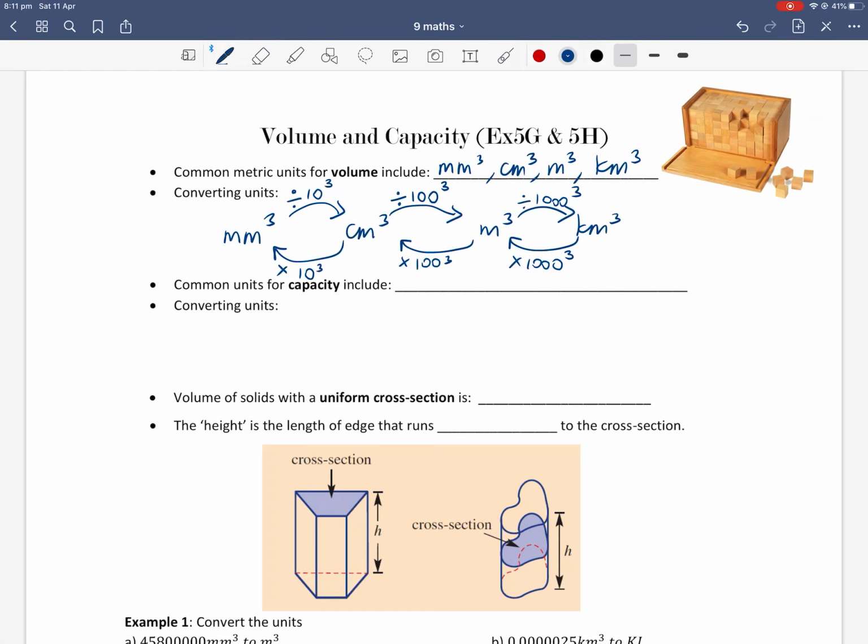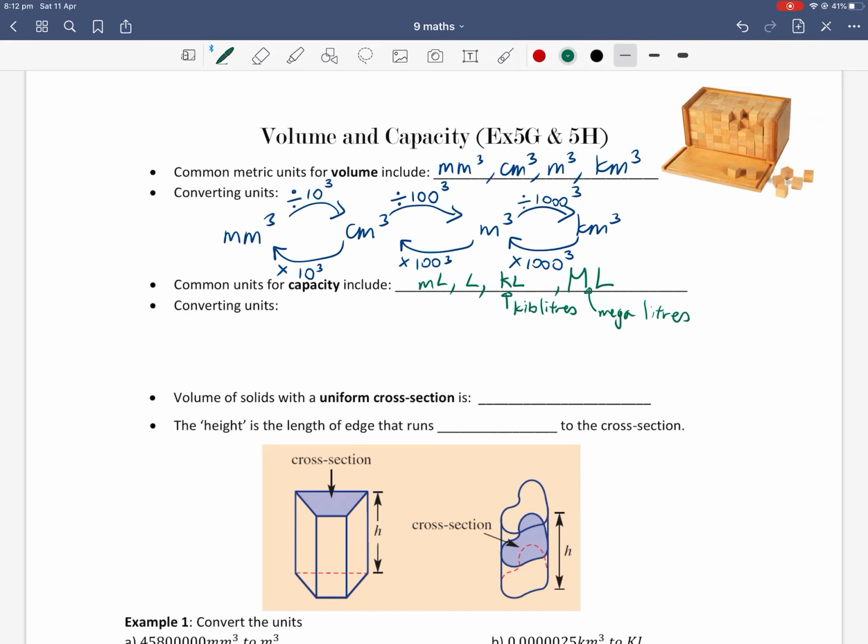So volume is the amount of space which an object can occupy. Well, what is the difference with capacity then? Capacity is the amount of liquid or gas a container can hold. We measure capacity with milliliters, liters, kiloliters, so capital KL for kiloliters, and capital ML for megaliters. Milliliters is lowercase m, megaliters is capital M, so be careful of that.